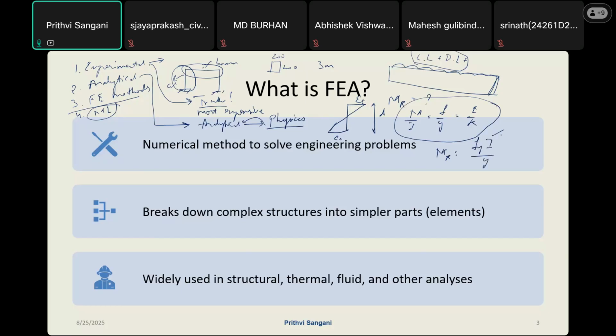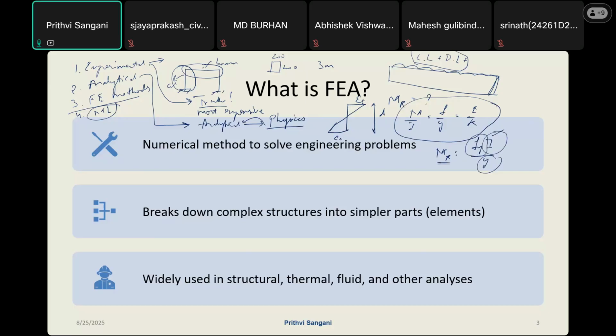If you know I, how do you know I? If you know the cross section dimensions, you know I. With the cross section, you also know Y. And if it is a material, for example steel, you know Fy. So then you can simply find out what is Mr. Okay. So in this case, there's nothing expensive about it.